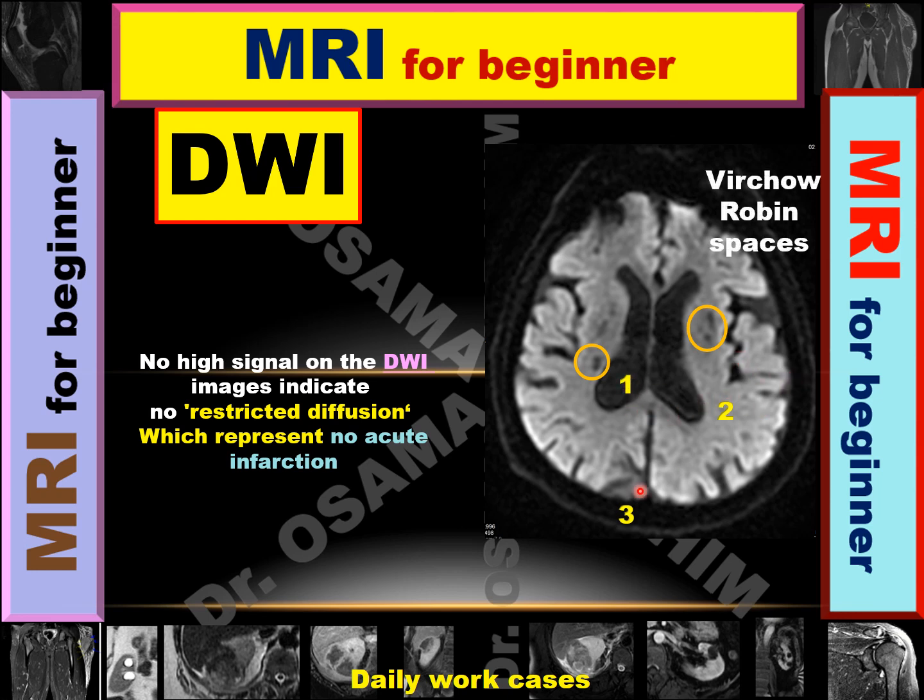And these are the 3 steps which you follow to detect the sequence: low signal of the CSF, white matter darker than the gray matter, and hazy outline. So this is diffusion weighted image.